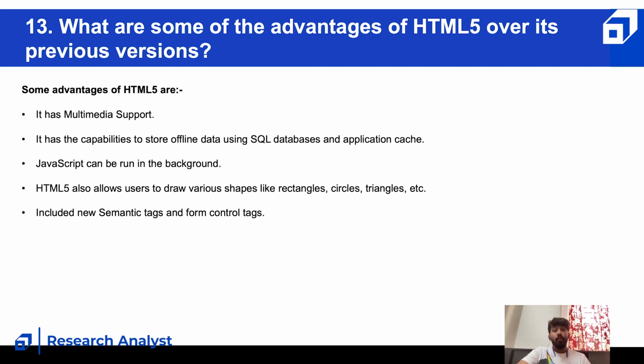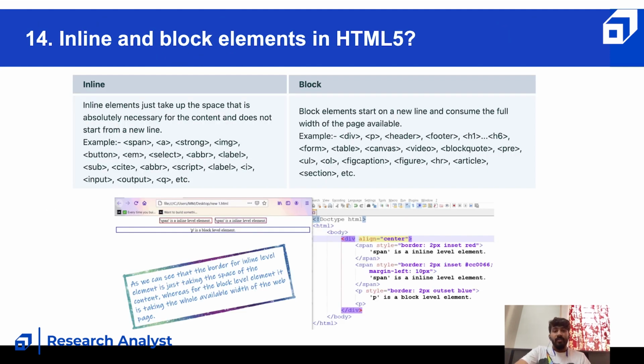It has the capability to store offline data using SQL databases and application cache. So instead of storing it just on databases, you can store data in offline methods, that is, in your local cache as well. JavaScript can be run in the background. It doesn't have to run in parallel, it can be run in the background. HTML5 also allows users to draw various shapes like rectangles, circles, triangles, which couldn't be done in HTML. It included new semantic tags and form control tags. New tags basically started helping a lot of people get more control over the structure of the web page.